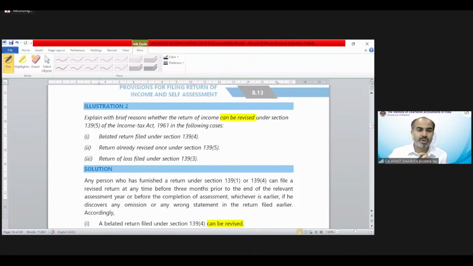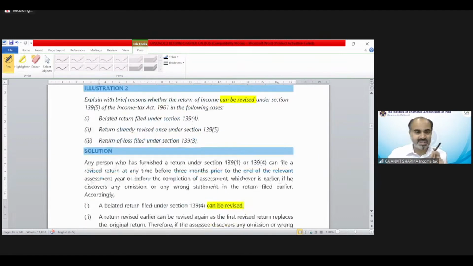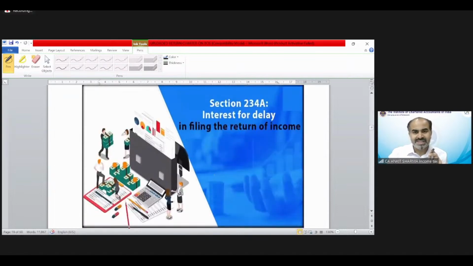Illustration: we have already discussed these illustrations, so we are not going to discuss them again.